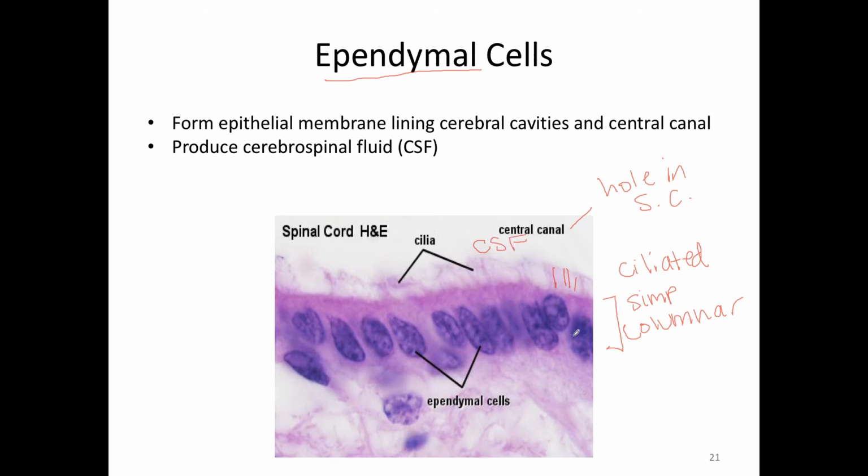So these guys help to produce and modify the cerebrospinal fluid. They participate in CSF production along with another structure that we'll learn about later called the choroid plexus. So they manage all of the fluid in the cerebral cavities and central canal. And so your cerebral cavities are large spaces in your brain that are full of cerebrospinal fluid. So this is what they look like.